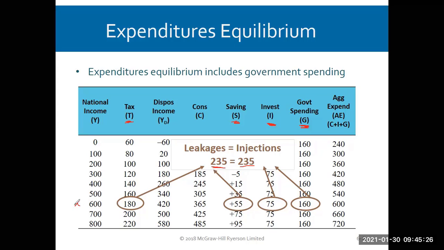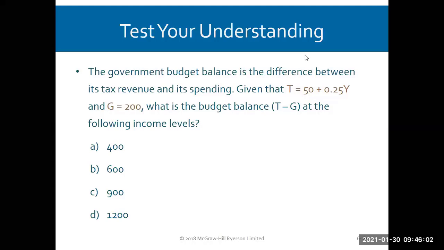So our equilibrium level of income was 600, remember, where Y equals AE. So we just added those numbers, injections here, leakages here, and we find out that leakages does equal injections, right? Everything will work out the same conceptually as it did before. So that's it on adding the government sector.